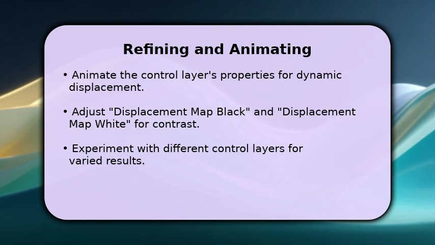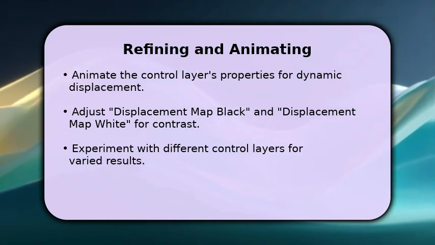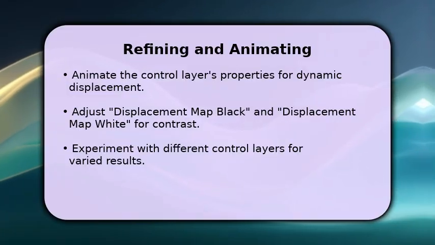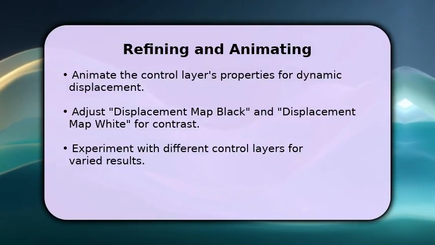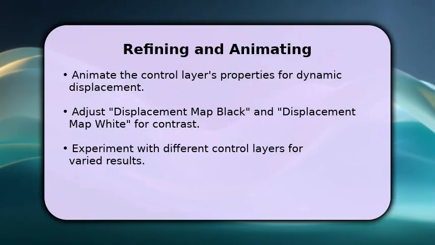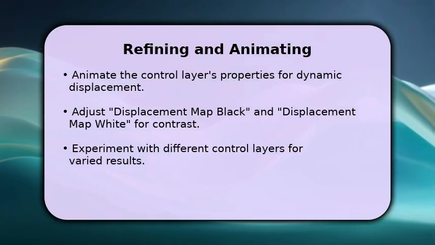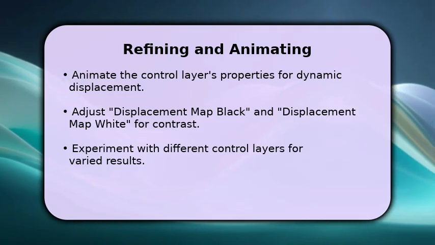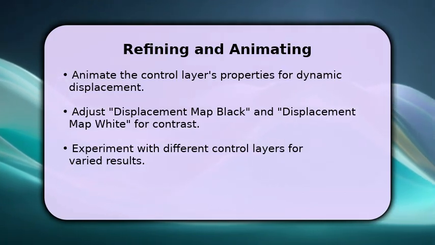To truly bring your effect to life, animate the properties of your control layer. For instance, animating the evolution of a fractal noise layer will create evolving displacement. Also, fine-tune the displacement map black and displacement map white values to control the contrast of your displacement map, which directly impacts the effect's strength.